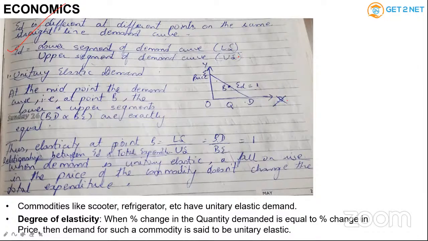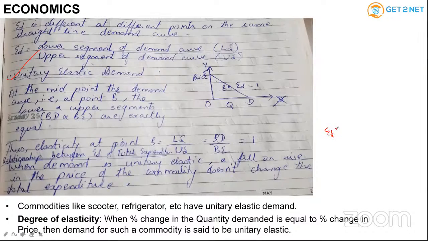Can you see the screen? Lower segment of the demand curve. Suppose I put a point here and a point here. This will be your lower segment, this will be your upper segment. I gave an example of the upper segment of the demand curve. So let us understand the first category. First category is unitary elastic demand. It means ED is always equal to 1.